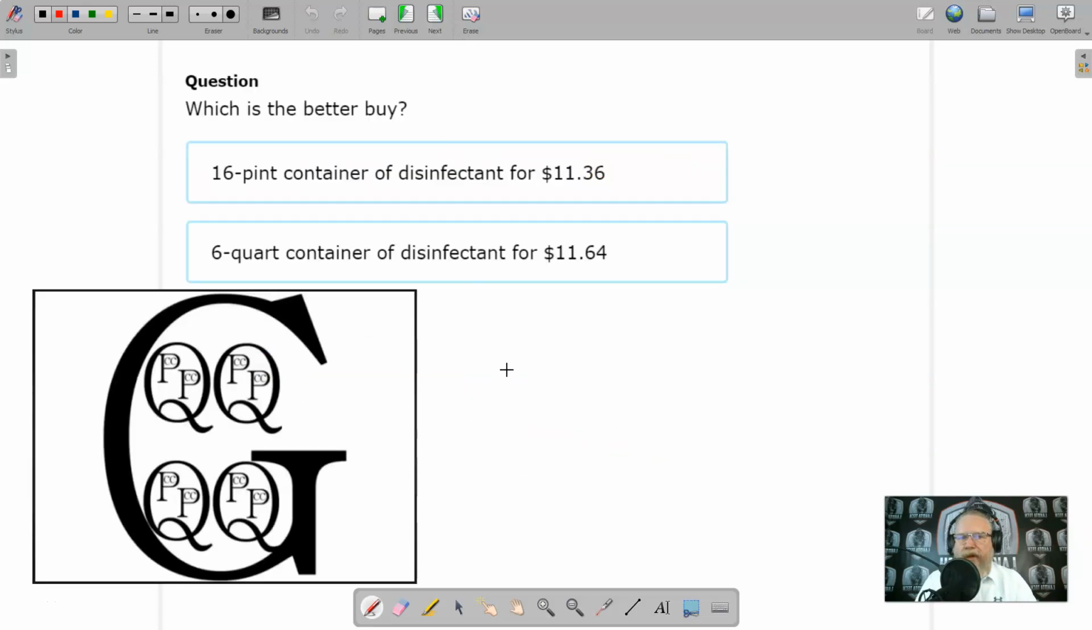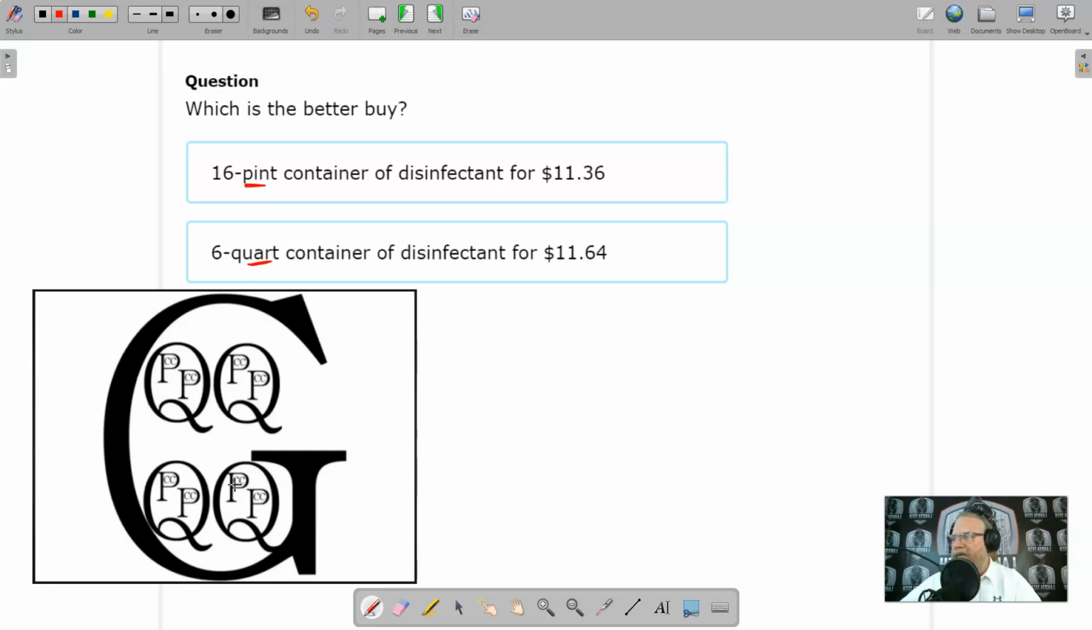Okay, now we're going to have some unit conversion involved here. So first, let's go ahead and read the question first. It says, 16 pint container of disinfectant for $11.36, or a 6 quart container of disinfectant for $11.64. Well, notice that one's asking for pints, the other one's asking for quarts. Which is less, a pint or a quart? A pint is. So let's go ahead and convert quarts over to pints first, all right?